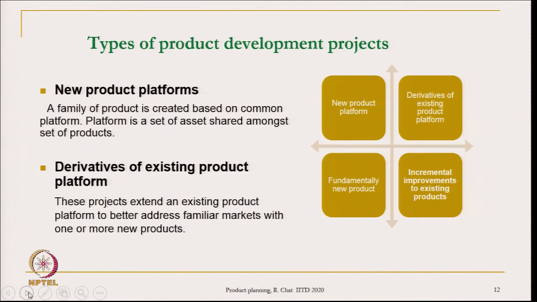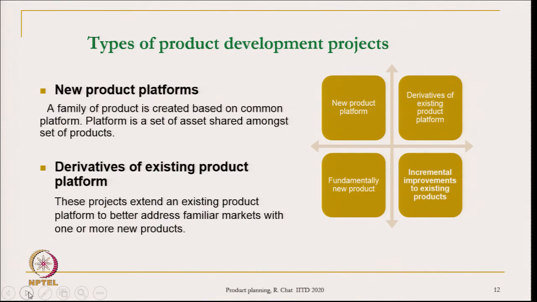One is new product platform. Next is derivatives of existing product platform. Then incremental improvement to existing products and fundamentally new products. So, in product development projects, we can have 4 different categories: a new product platform, or derivative of existing product platform, or incremental improvement to existing products, or fundamentally completely new products. Now, what is the new product platform?